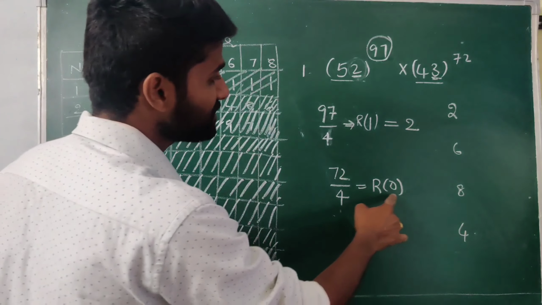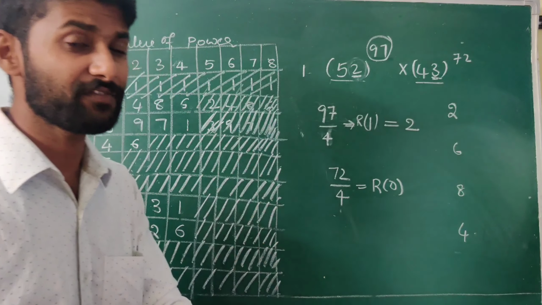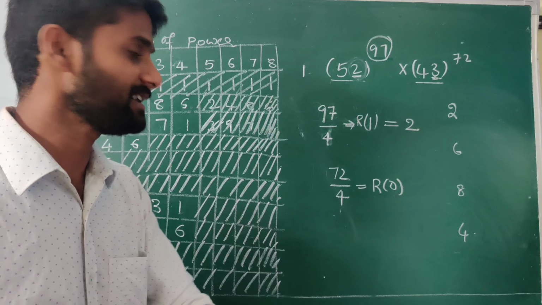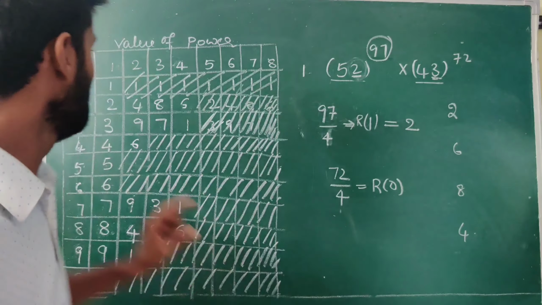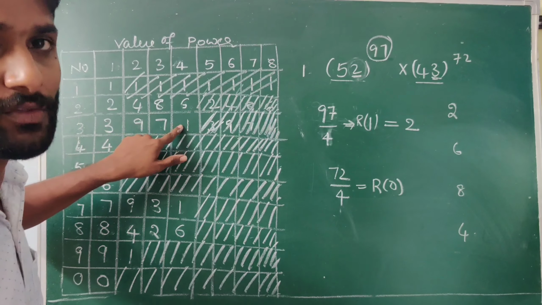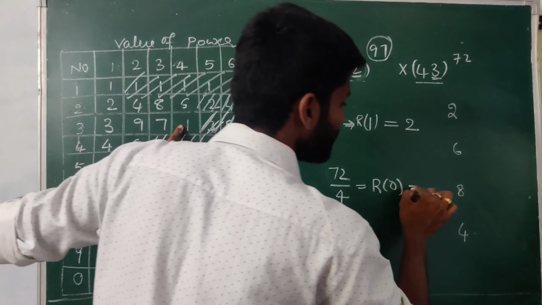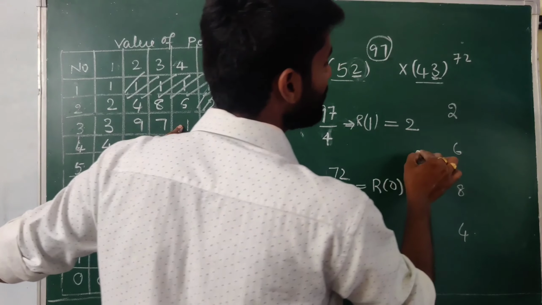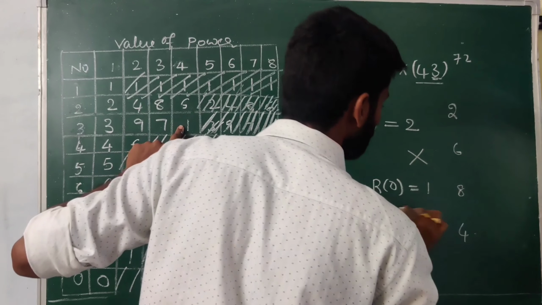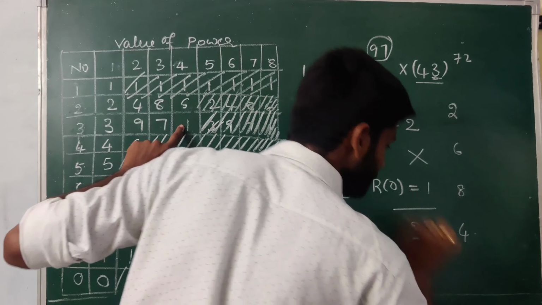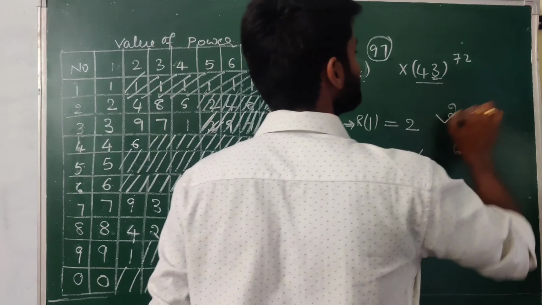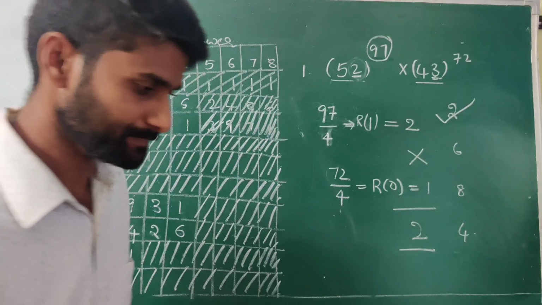And if you get 0 as a remainder, I clearly mentioned that we consider the 4th value. See, the 3 power cyclic 4th value is 1. So here the units place is equal to 1. We need to find the product. 2 into 1, the units place is equal to 2 only. So the answer is equal to 2.